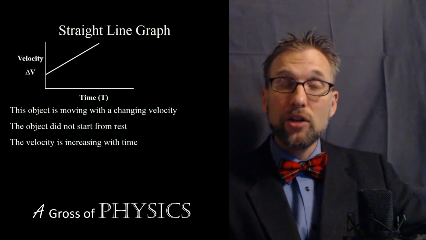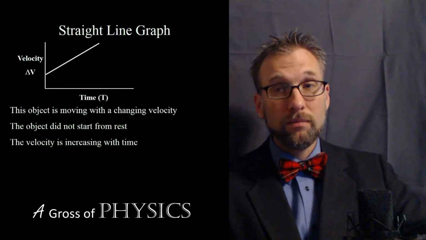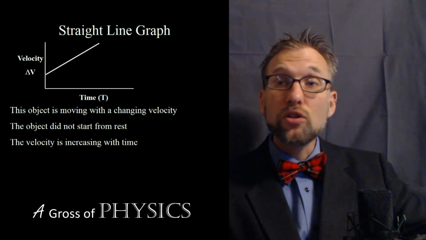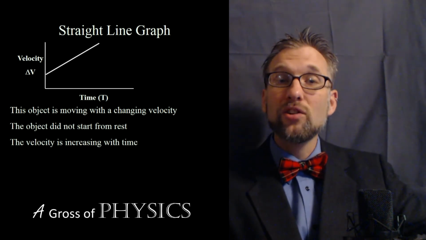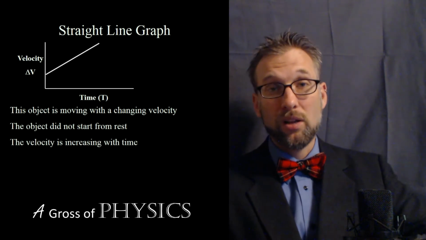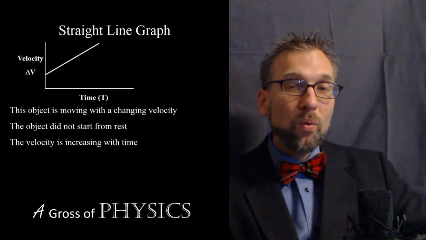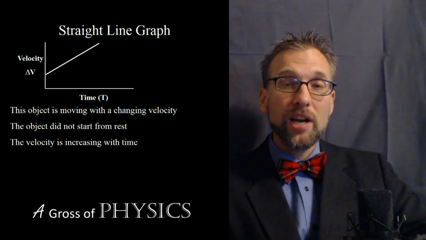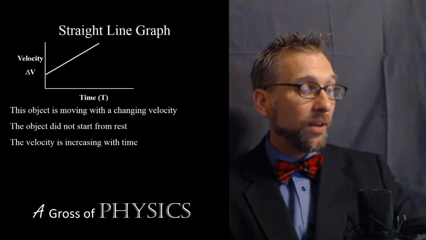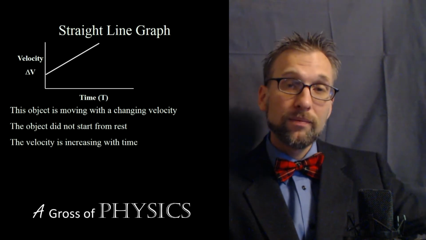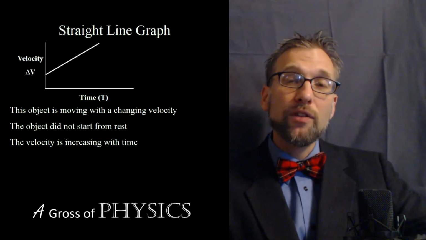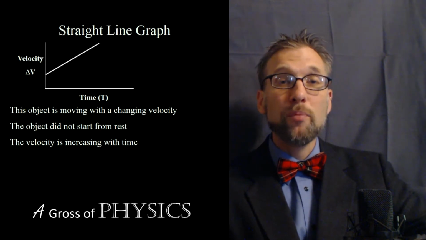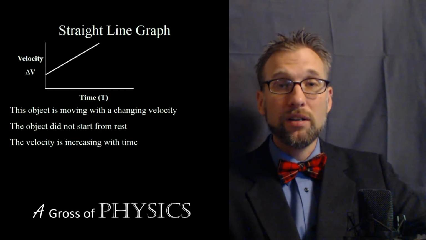Now, you can have straight lines that are uphill, positive acceleration, straight lines that are flat, zero acceleration, and straight lines that are downhill, negative acceleration. What mathematical tool can we use to find the acceleration? Well, that's going to be the slope. So if we have a straight line graph that goes uphill like the one you're seeing now, what you should realize is that represents a positive acceleration.